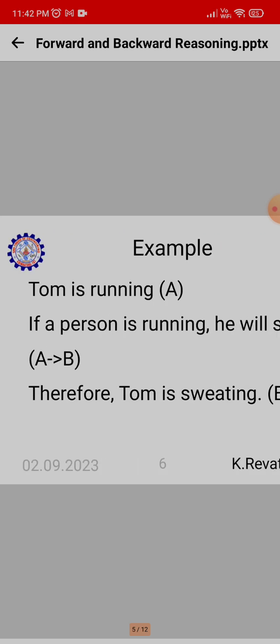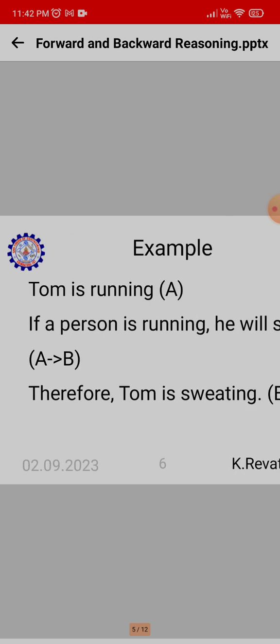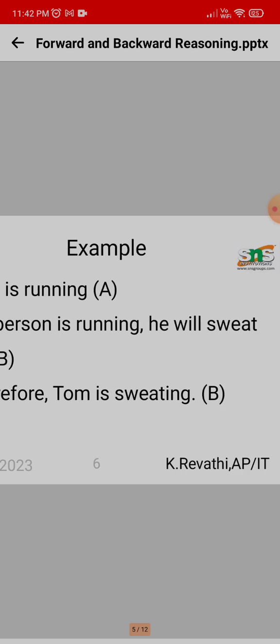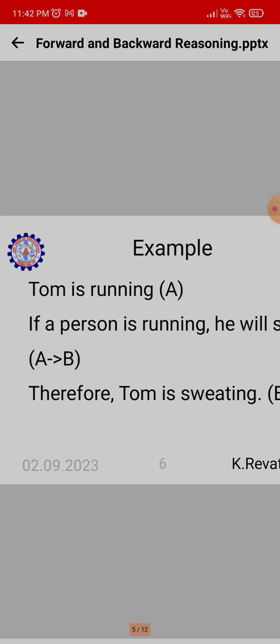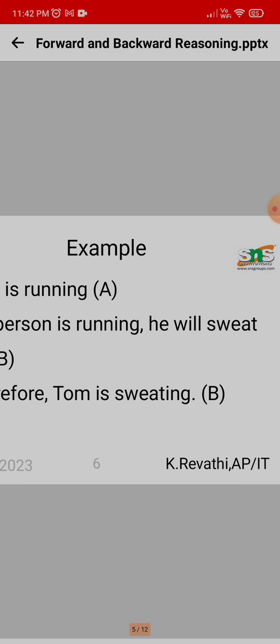Tom is running is the fact. Then you have to prove Tom is sweating. If a person is running, he will sweat. A implies B. Therefore, Tom is sweating. The goal is B. Here the fact is A and the inference rule is applied to that fact, the goal is achieved. That means Tom is sweating.